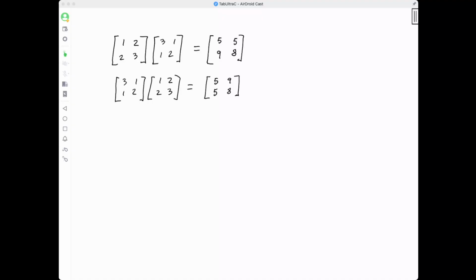So what we know then is, in general, AB is not necessarily equal to BA. And it's even worse than that. If AB is equal to AC, this does not imply, does not mean that B is equal to C. So you cannot cancel matrices.